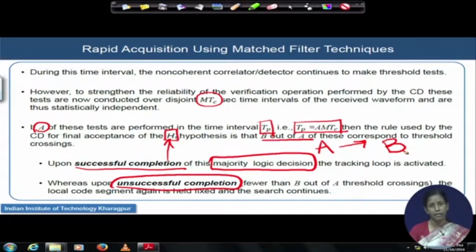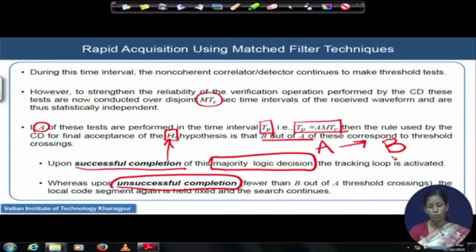Here is one guideline for you. CD is one typical example where the majority logic decision is declared for the synchronization hit. But it may also be some other logic. For example, you may be very strict, thinking that out of the A tests, if there is not a hit in all the cases, I mean the threshold level is not getting crossed by the correlated output, then we declare it. That logic is also possible.